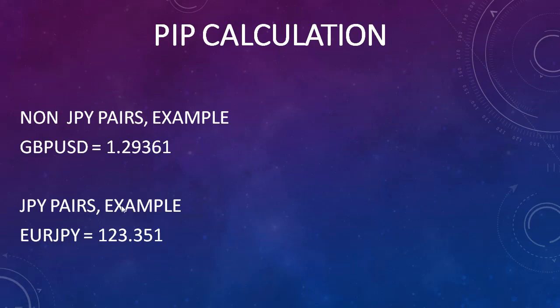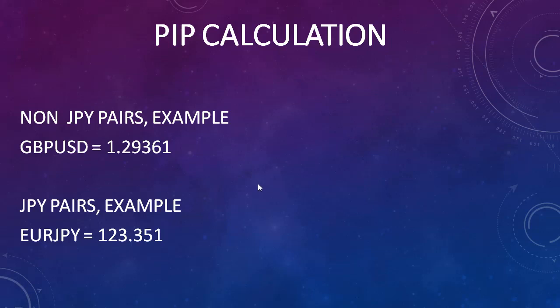Now for JPY pairs, for example, your pip calculation starts from the 2nd number after the decimal point, in this case 5. So you can see that non-JPY pairs are different from JPY pairs. For the non-JPY pairs, you're starting with the fourth number after the decimal point, while for JPY we're starting with the second number after the decimal point. So that's how you calculate your pip. It's very simple. So let's go straight to the first method.